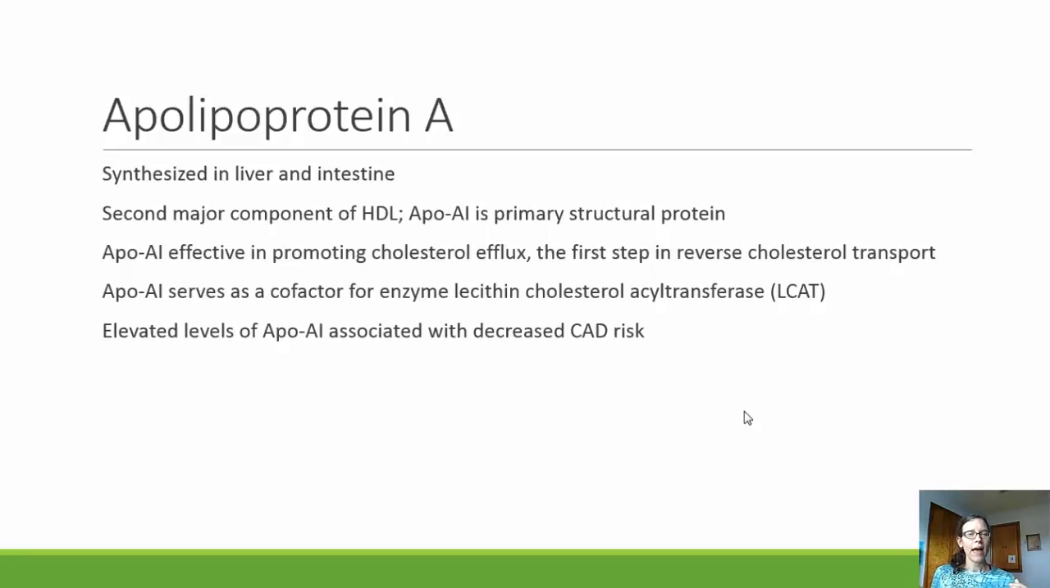So we know that when we see more ApoA1 in the body, that's associated with decreased cardiovascular disease risk. And that really makes sense, right? Because if we have more ApoA1, we have more reverse cholesterol transport, we have less plaque development.